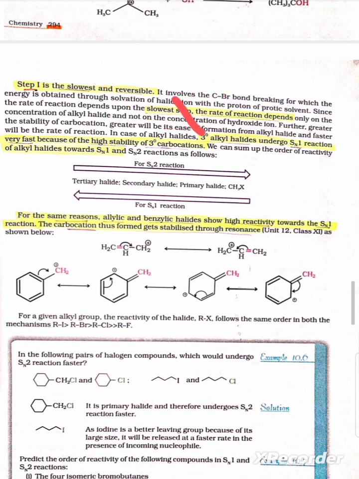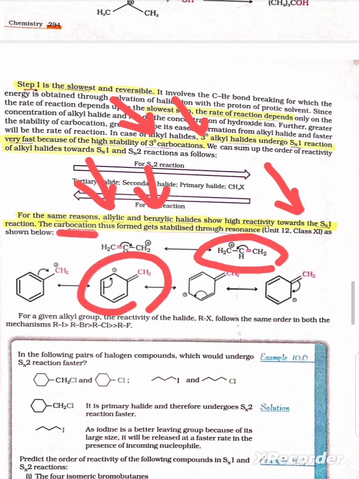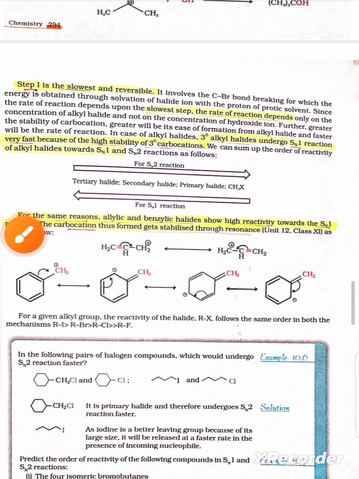And why do tertiary alkyl halides undergo the SN1 reaction? Because they form a stable tertiary carbocation in the first step. That's why tertiary alkyl halides always react through the SN1 mechanism. Whereas allylic and benzylic halides show high reactivity toward the SN1 reaction. Why? Because the carbocation generated in both cases is stabilized due to resonance.